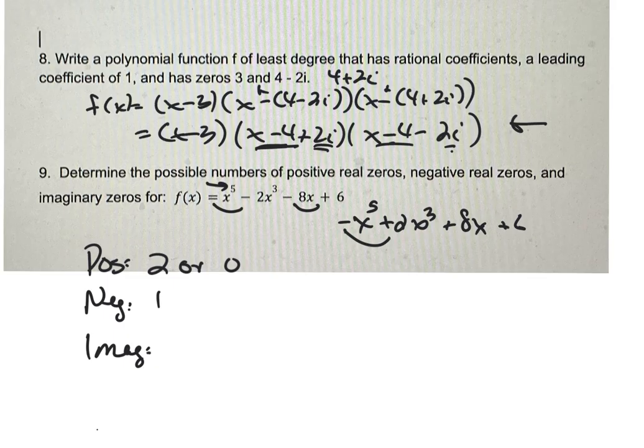So imaginary is whatever's left. Because I have to have 5 altogether, if I have 2 positives and 1 negative, that means I must have 2 imaginary. The other case is I may have no positives and 1 negative, which means I need 4 imaginaries because I got to have 5 altogether. Your imaginary line, remember, will always be even. If you don't get even numbers down there, you know you messed up somewhere.